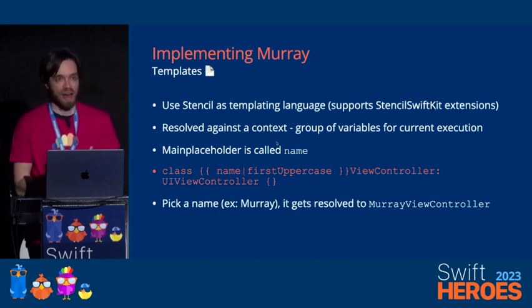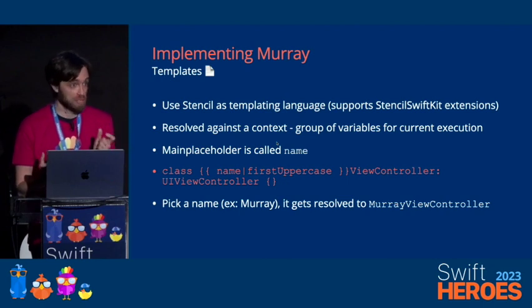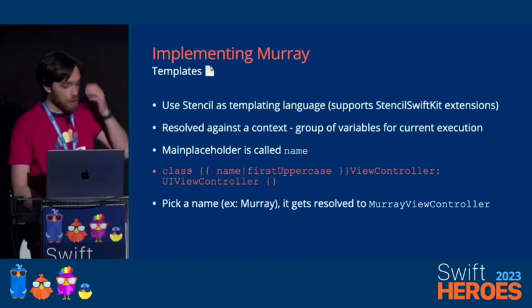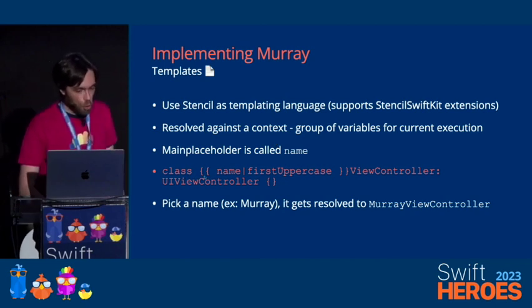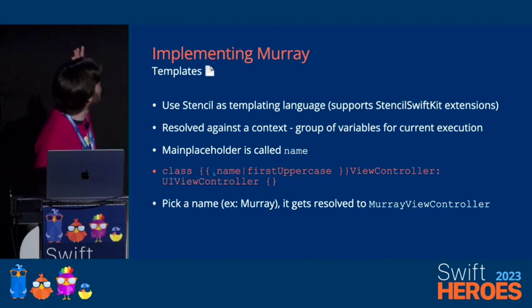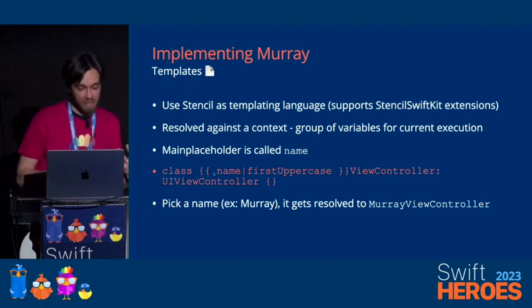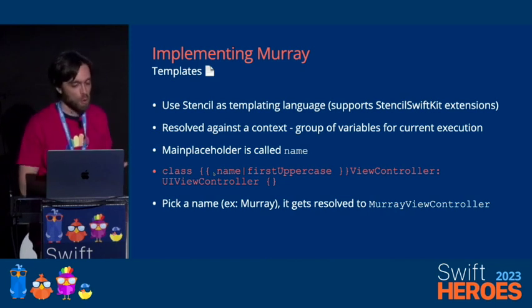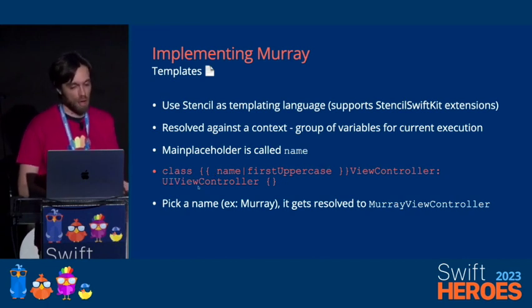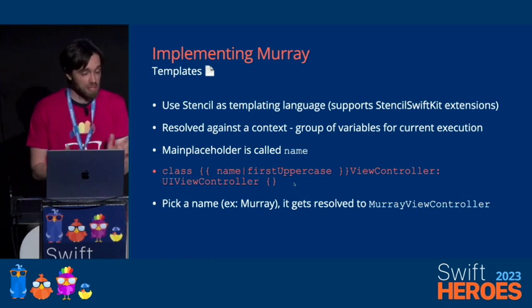In Maray, we have a very basic value inside the context. It's called main placeholder, or name. If you take a look at this orange code, it's almost the declaration of a normal view controller, except that this double curly brace thing is actually from Stencil. So if you were to pick a name and the name were Maray, when you run Maray and provide it with this context, the resulting file will have class Maray view controller extending UIViewController. Okay, it works as simply as that.